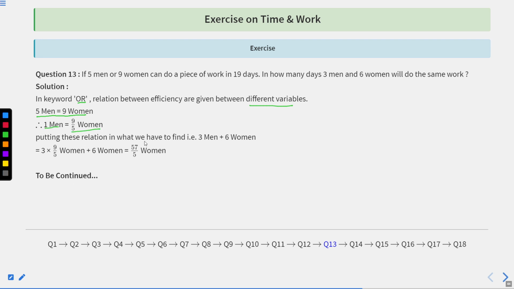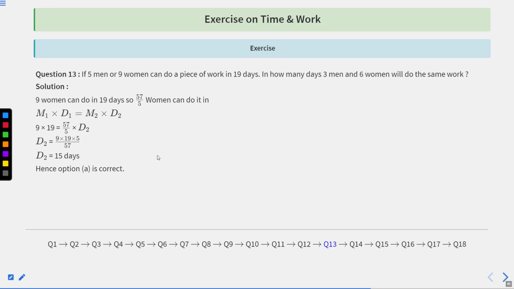Putting this relation in what we have to find, that is 3 men plus 6 women. So it will be 3 times 9 by 5 women plus 6 women, equal to 57 by 5 women. So 9 women can do it in 19 days. So 57 by 5 women can do it in M1 D1 equal to M2 D2, that is 9 times 19 equal to 57 upon 5 times D2. So D2 will be 15 days. So the correct option here is option A.